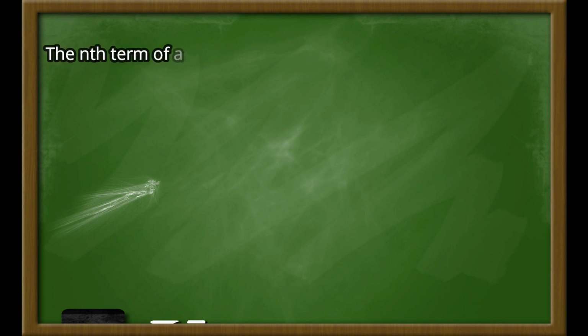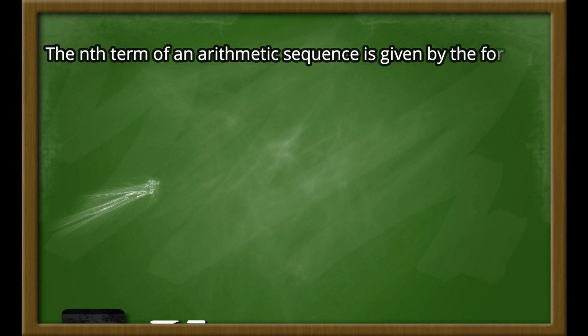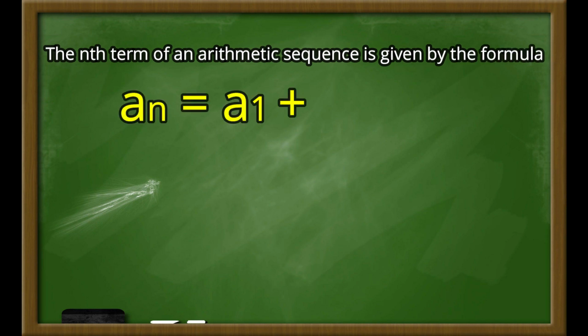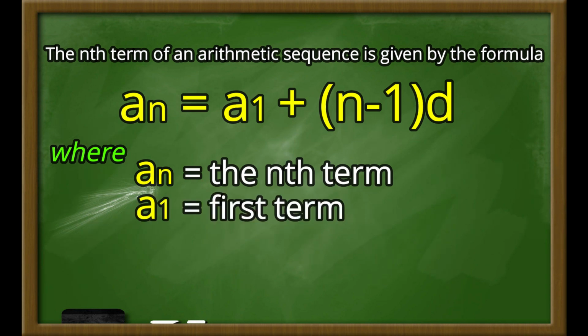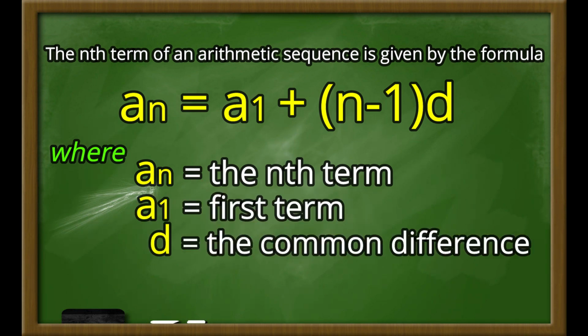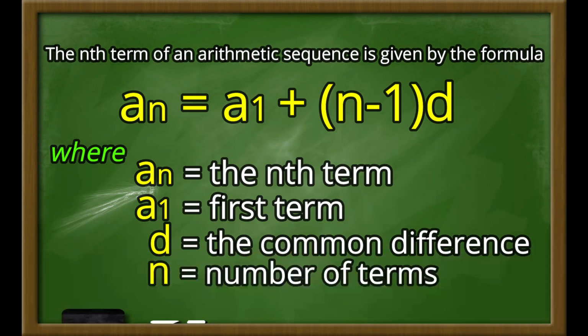We have learned that the nth term of an arithmetic sequence is given by the formula a sub n is equal to a sub 1 plus the quantity n minus 1 times d, where a sub n is the nth term, a sub 1 is the first term, d is the common difference, and n is the number of terms.